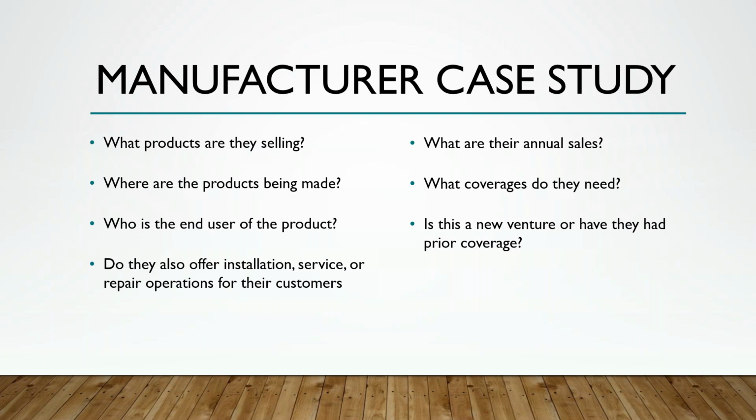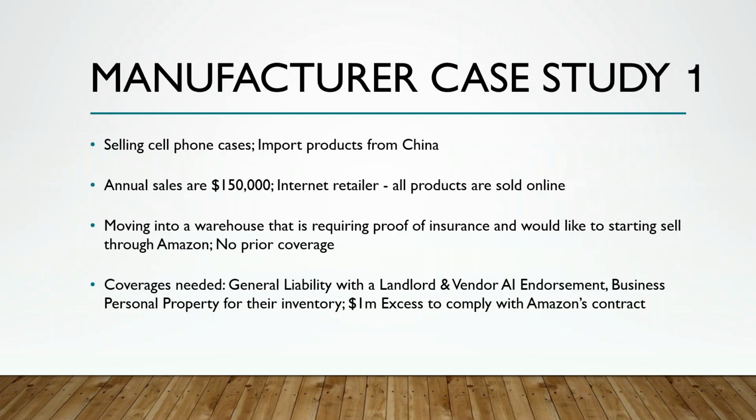So I put together a few examples of different types of manufacturers for us to analyze together. The first example is an internet retailer that is importing cell phone cases from China with annual sales of $150,000. They sell direct to the customer. However, they are importing the products, so we do need to classify them as a manufacturer.